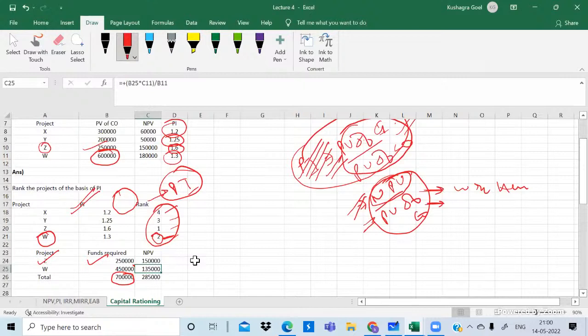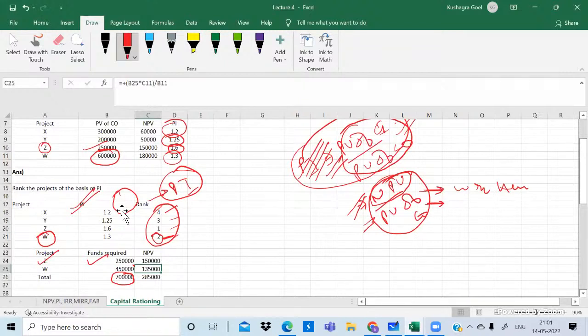So in the 7 lakhs, I will implement 100% of project Z and 75% of project W, and I'll generate a total NPV of 2,85,000. Any doubt with this, anyone? Any questions on NPV? Or let's say, on capital rationing?